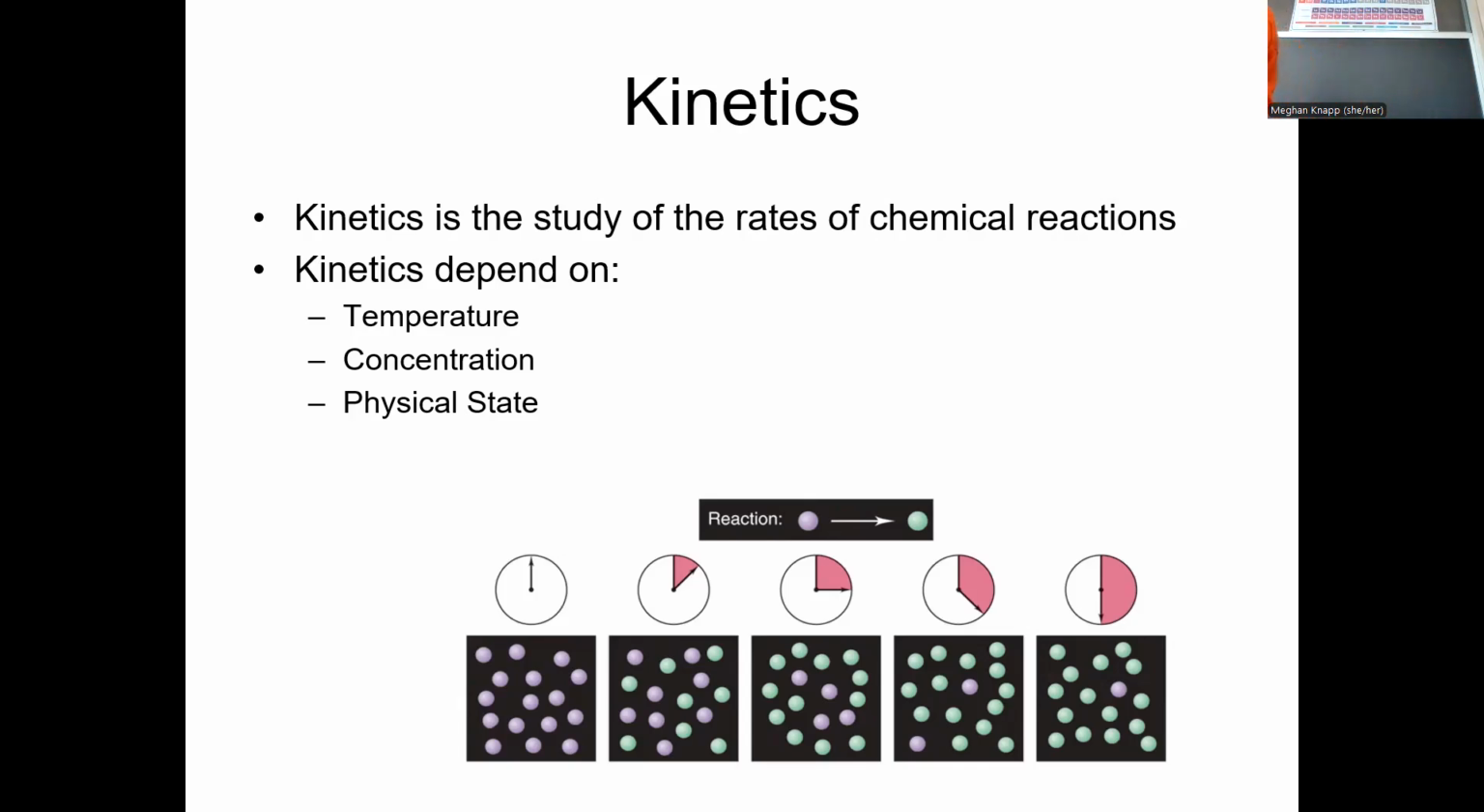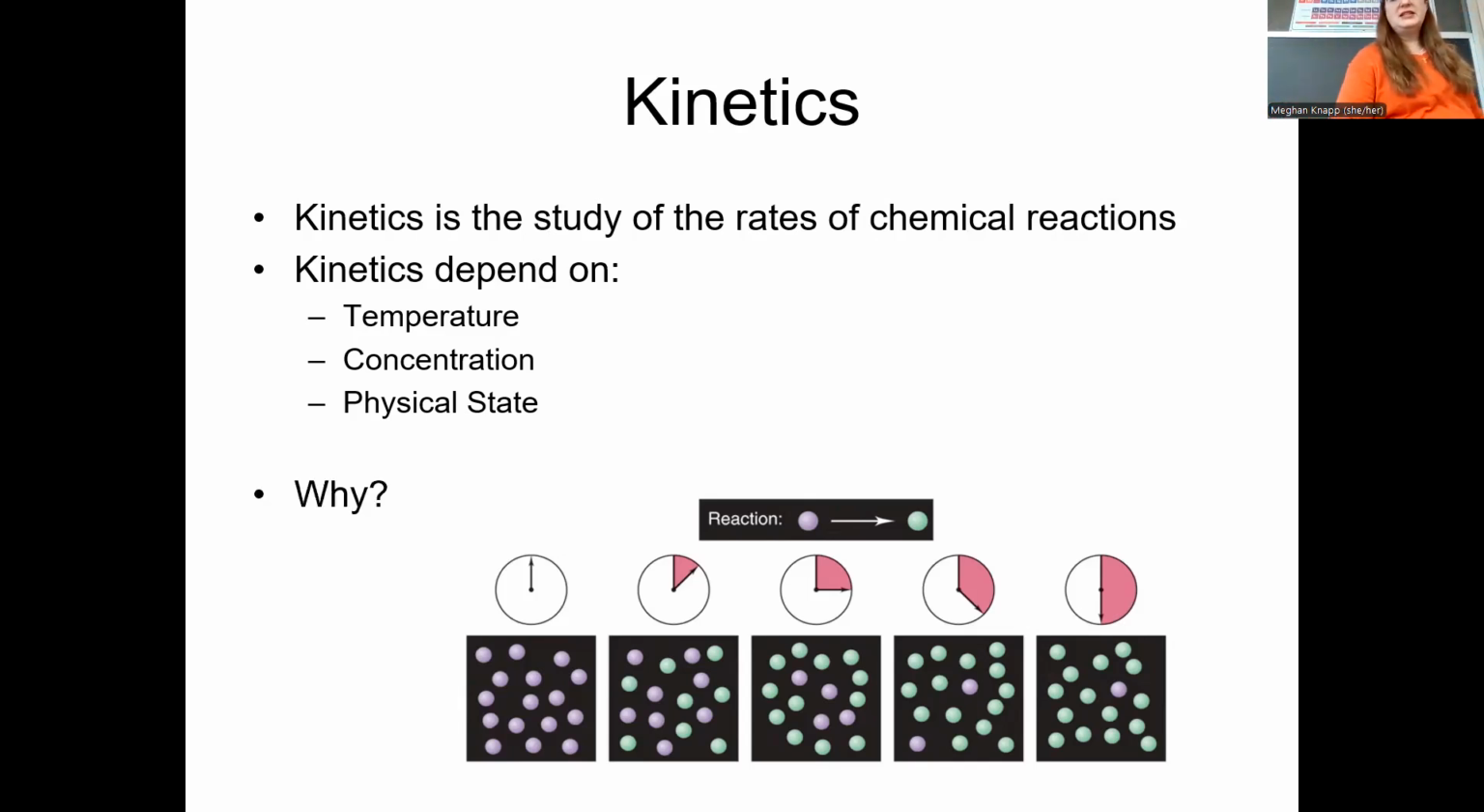So if I have two solids that are one solid block and one solid block right up against each other, they're only touching in a few places. But if I have them ground down to powders and mix those powders together, on a microscopic level, they're still pretty big chunks, but there's a lot more interaction. So surface area plays a part too. We're not going to talk a whole lot about physical state or surface area, but that is something to keep in mind, that you can affect the rate of something by changing the surface area.